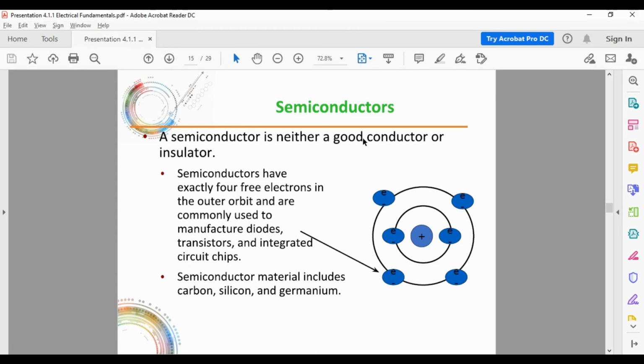A semiconductor is not a good conductor or really an insulator. Semiconductors have exactly 4 free electrons in that outer orbit and are commonly used to manufacture diodes, transistors, and integrated circuit chips. Semiconductors include carbon, silicon, and germanium.